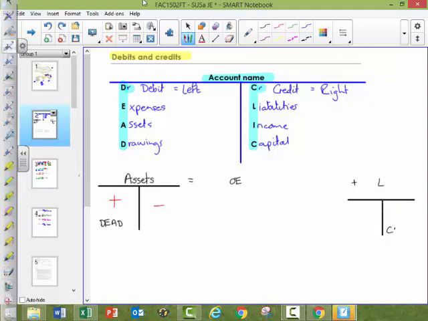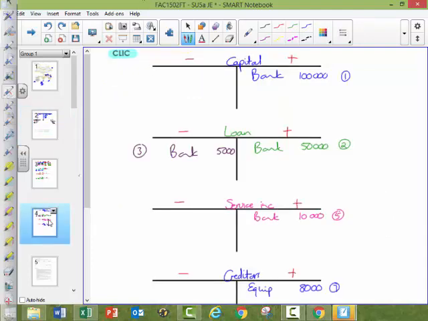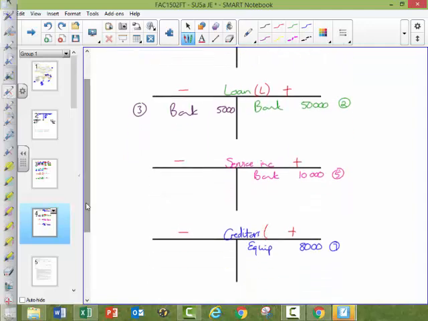Liabilities fall under CLIC. Credit, liabilities, income, and capital, which means liabilities will get bigger with credits and smaller with debits. All your liabilities. So if you go and look on your CLIC page, you will see loan was a liability. It got bigger with a credit and smaller with the debit when we paid it back. Creditors is a liability. It got bigger with credits and smaller with debits. So all liabilities. But if you don't know your lists, this doesn't help you at all.